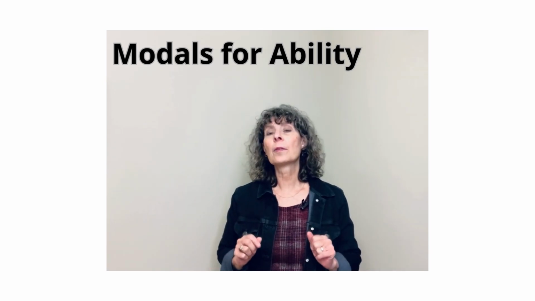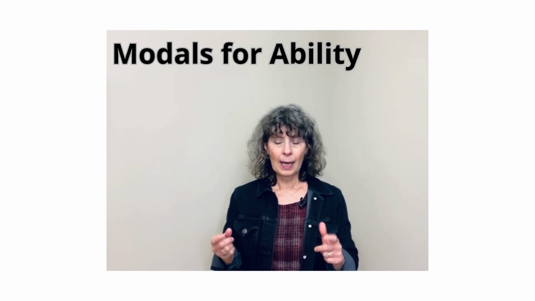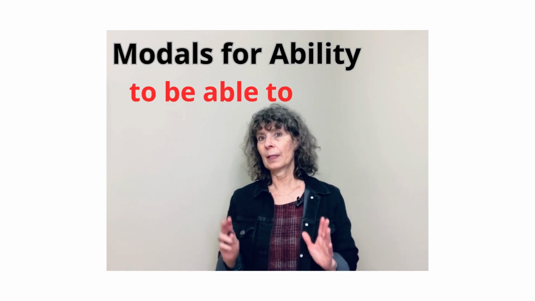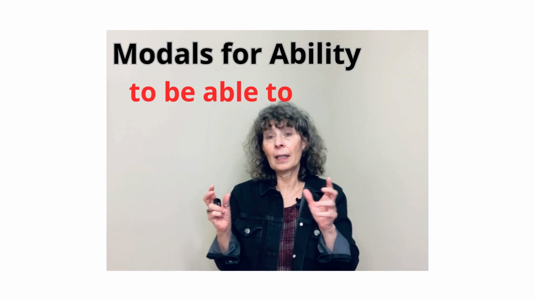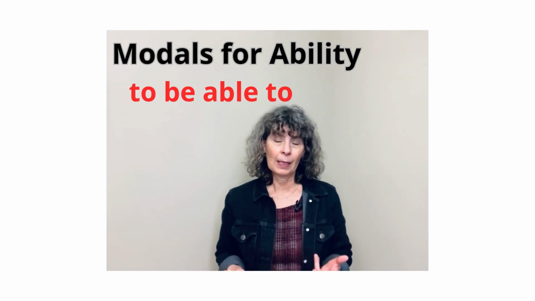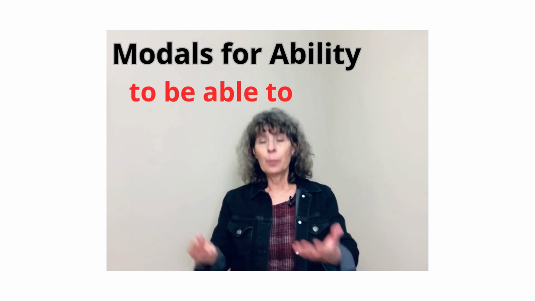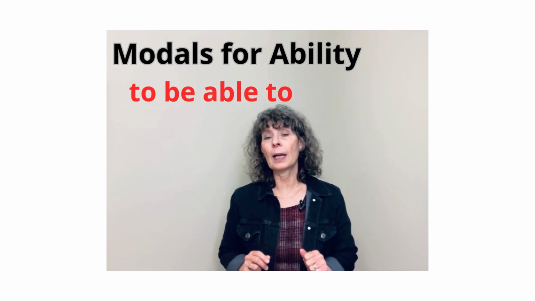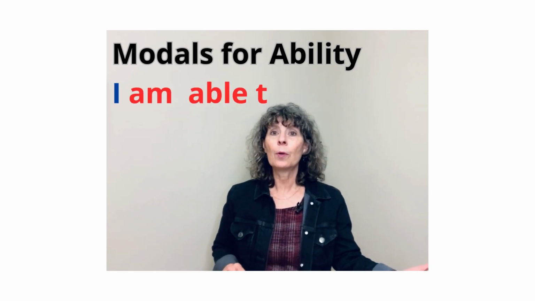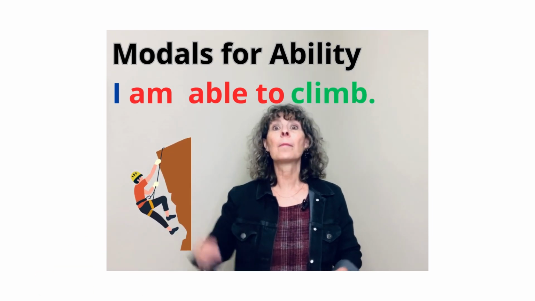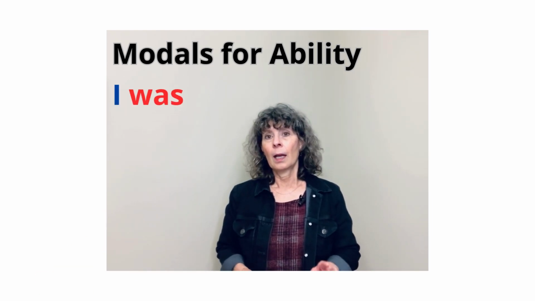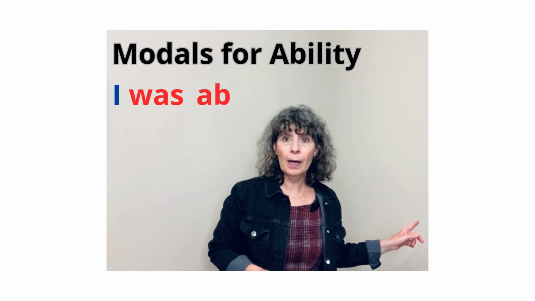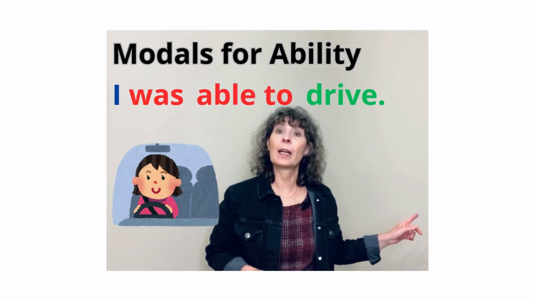Now we have another modal that we use, and it's called to be able to. Now, I'm giving you a little bit of an exception to the rule here, because to be able to does not follow the main rule. So for example, I can say, I am able to climb that mountain. I was able to drive fast cars when I was much younger.